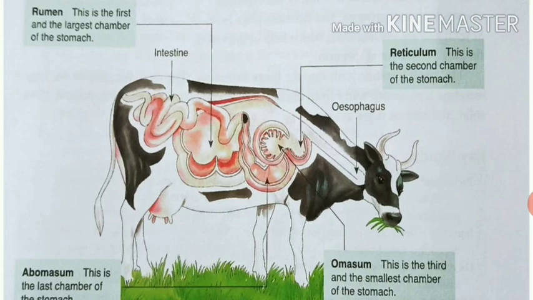Abomasum is the last chamber of the stomach. You can just see in the picture. The wall of the abomasum secretes digestive juices that help in digestion.